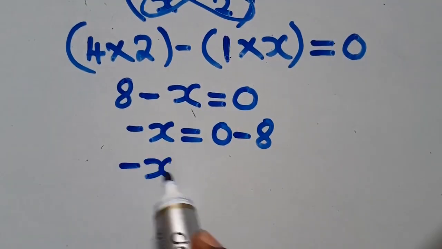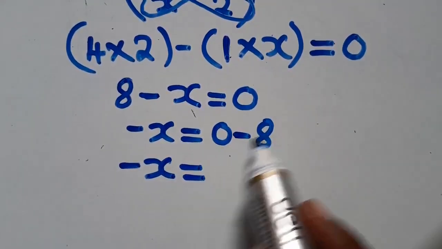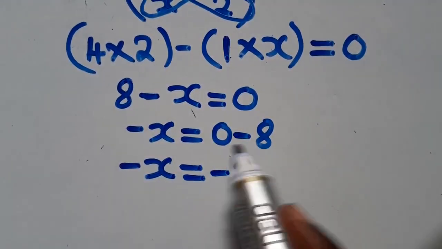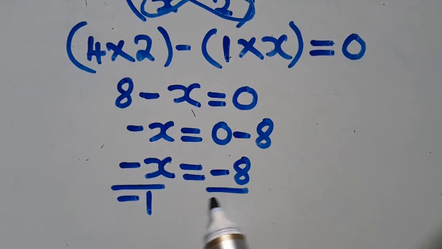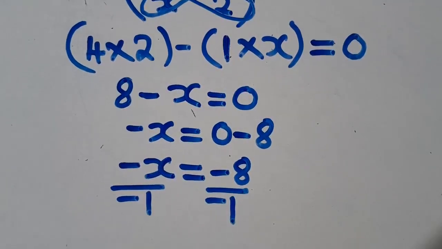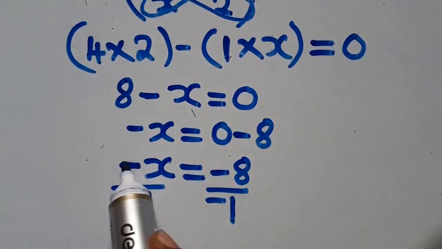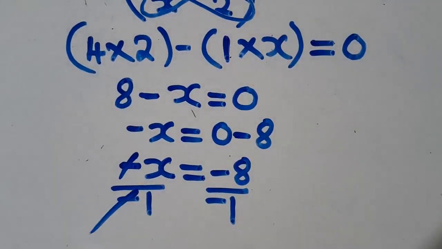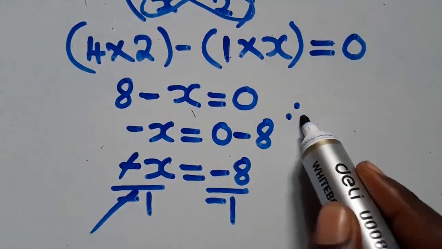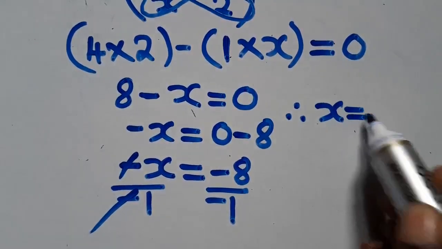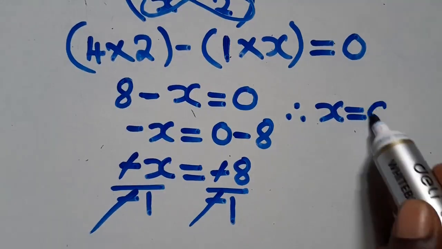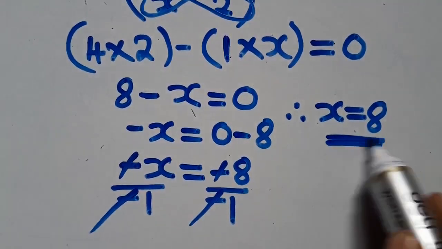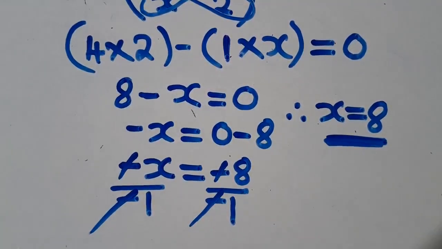Which will be negative x is equal to, what's the answer there? Negative 8. 0 minus 8 is negative 8. You divide both sides by negative 1. Why are we dividing by negative 1? So that we get rid of this negative which is attached to the x, like this, cancelled. So, therefore, x is equal to, negative cancelled, 1 into 8, it is 8. So x is equal to 8.